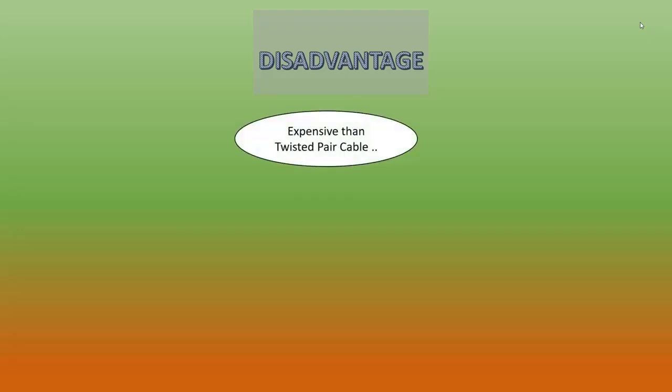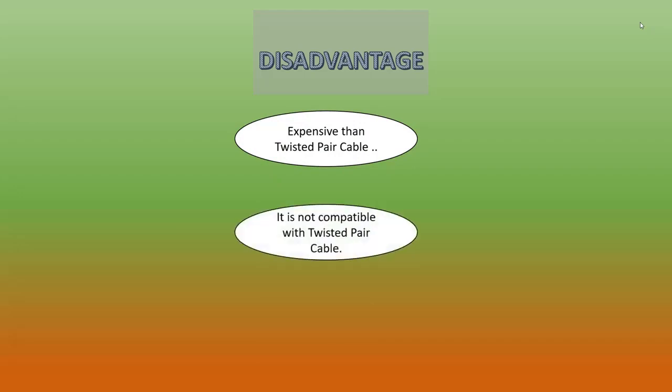Now we can see what the disadvantages of coaxial cable are. It is more expensive than twisted pair cable. It is not compatible with twisted pair cable. That means if you want to lay a network which uses both twisted pair cable and coaxial cable, in that case, twisted pair cable is not suitable for that type of communication. So these are the disadvantages of coaxial cable.